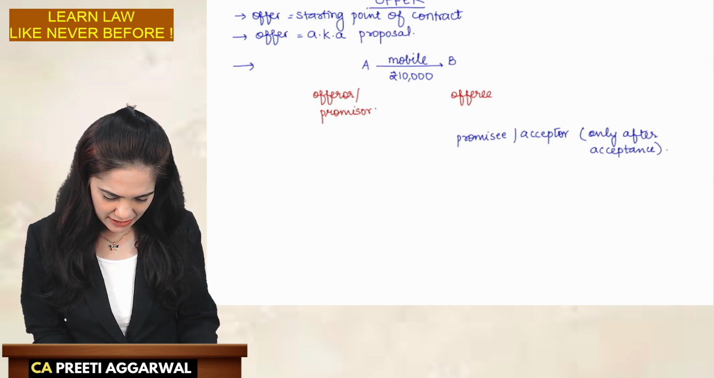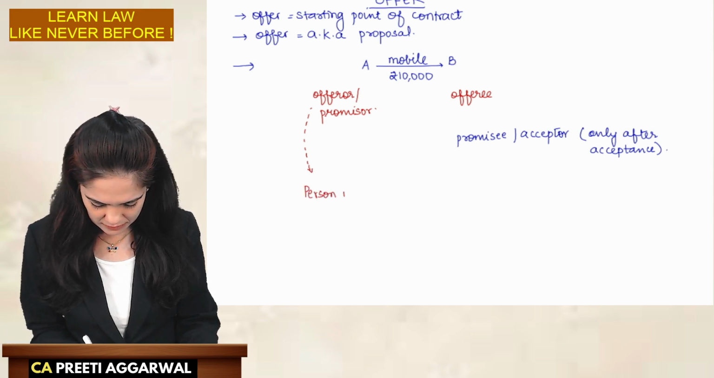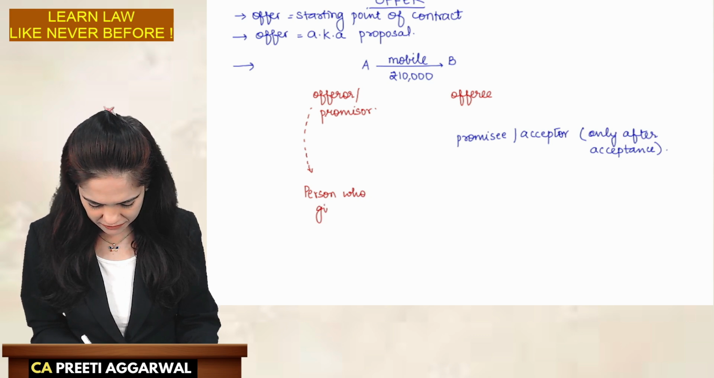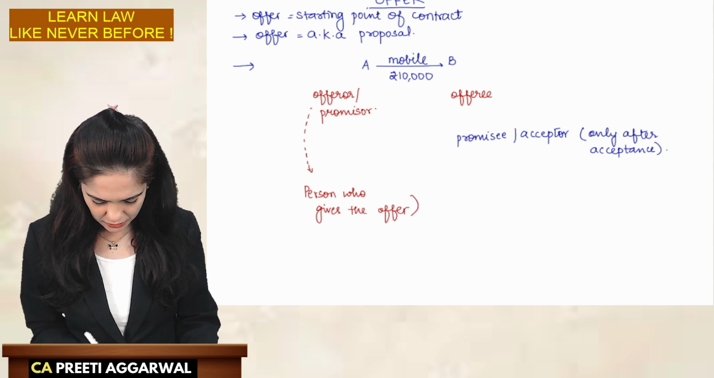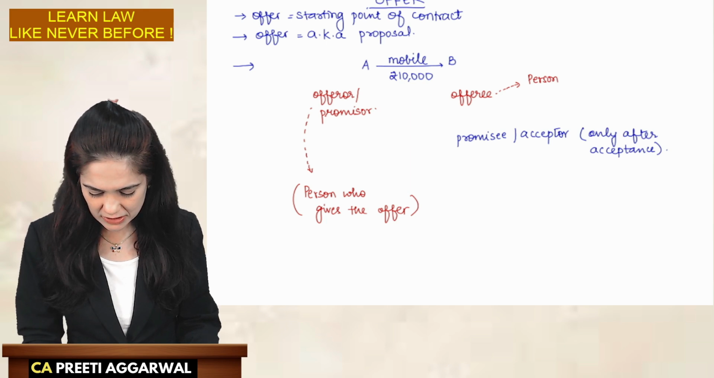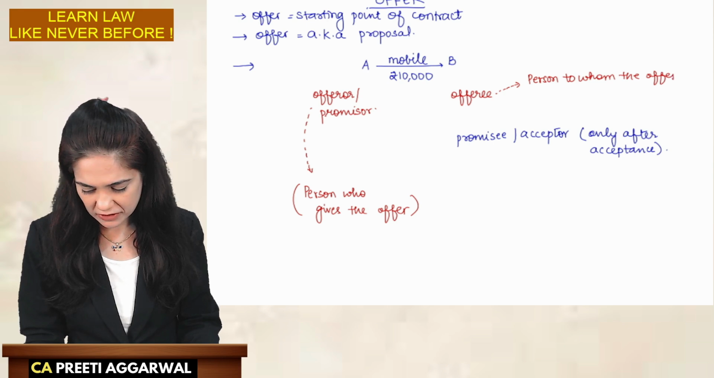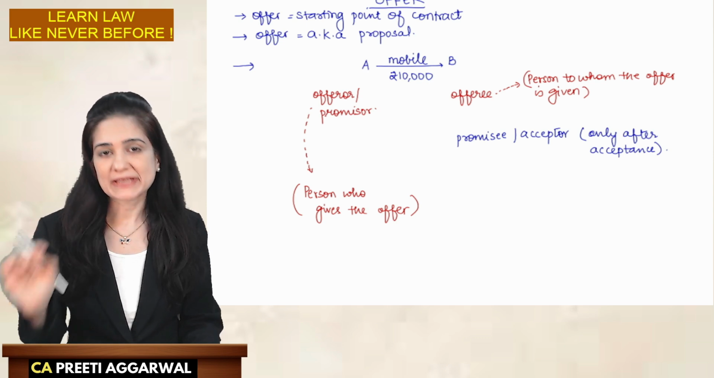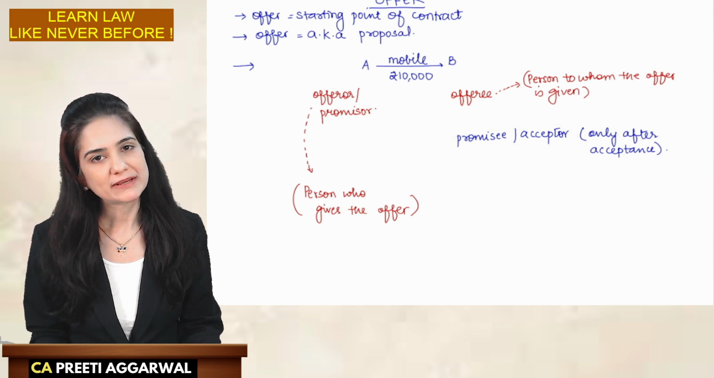So, who is an offerer or a promiser? Is the person who gives the offer. And who is the offeree? Offeree is the person to whom the offer is given. Only after acceptance he will be known as promisee or acceptor.